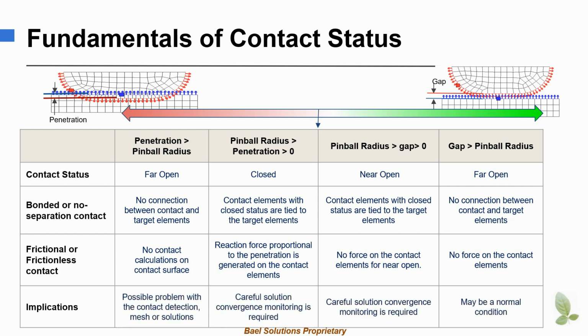It should be noted that far open and near open conditions may naturally occur before or during the solution. Closed contact status is the best for getting a quick solution of the contact simulation. If the contact status is far open with very high penetration, this is an unrealistic condition. It generally indicates some incorrect contact settings, or some other FE model problems, causing solution difficulties.